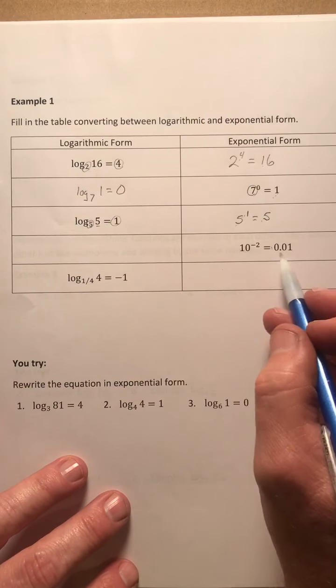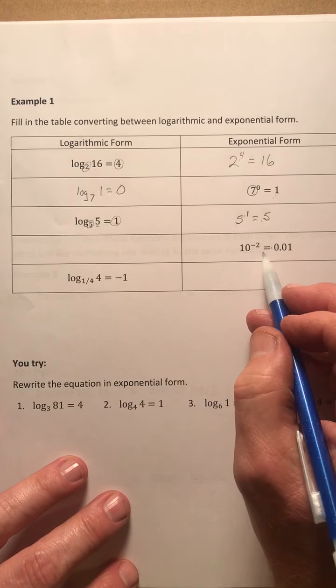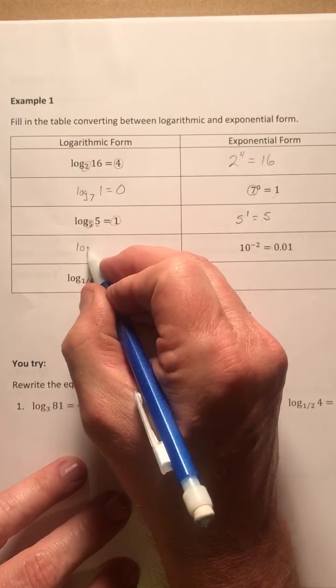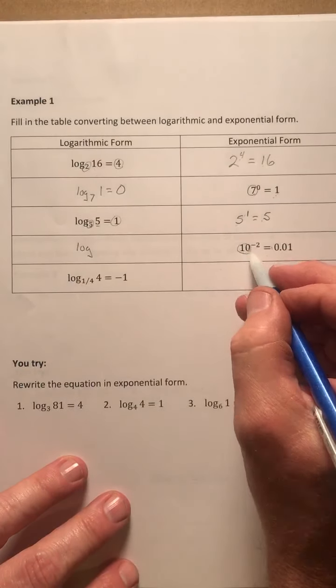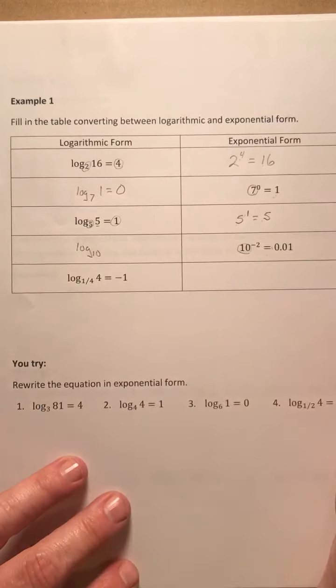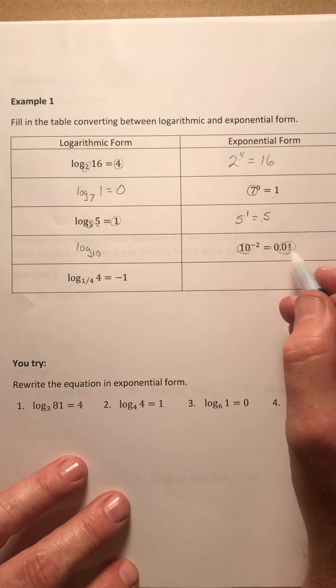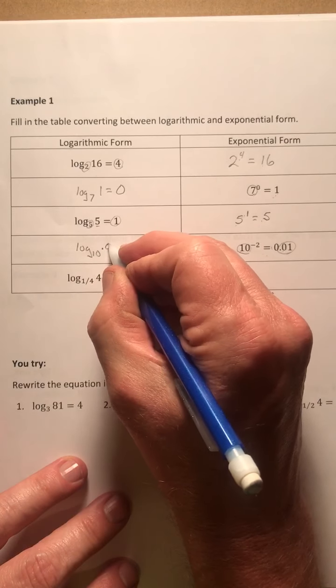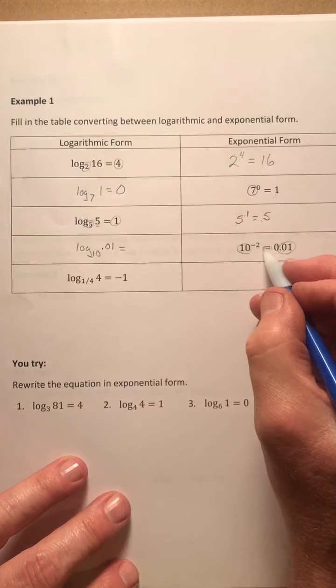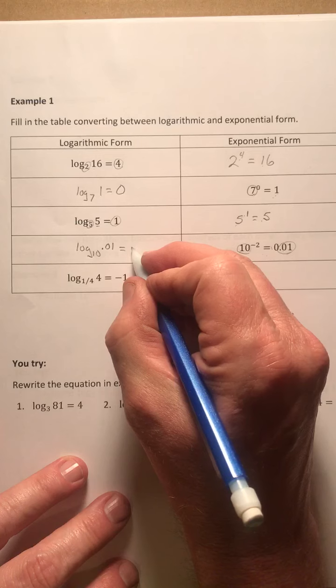Now we're going to rewrite this one in log form. Again, we have the word log. This is our base for the log, so it's base 10. This is what we're taking the log of, 0.01, and then this is what it's equal to, our exponent.